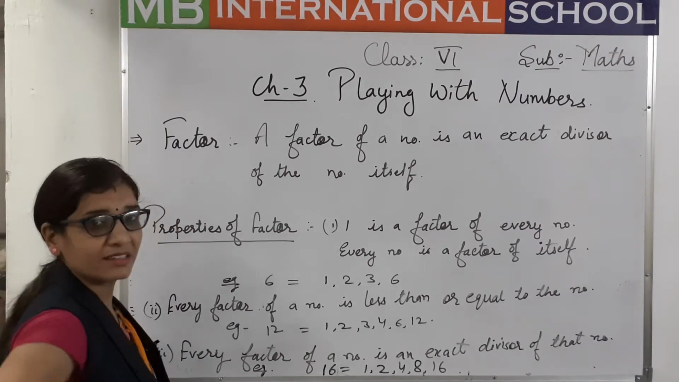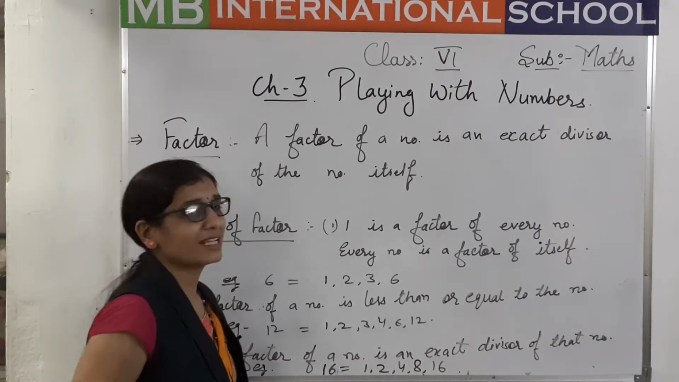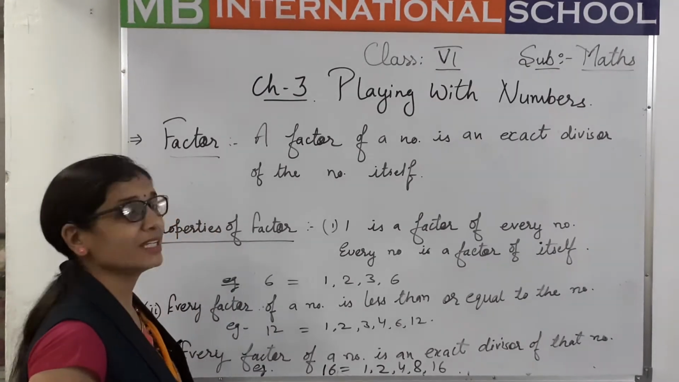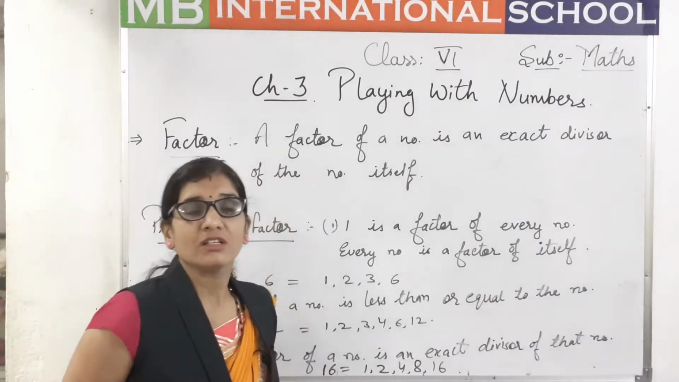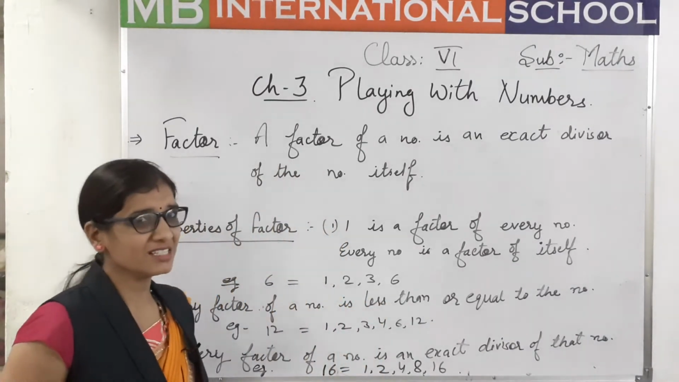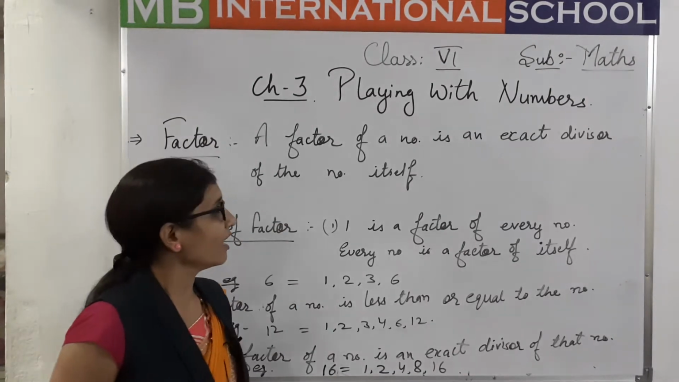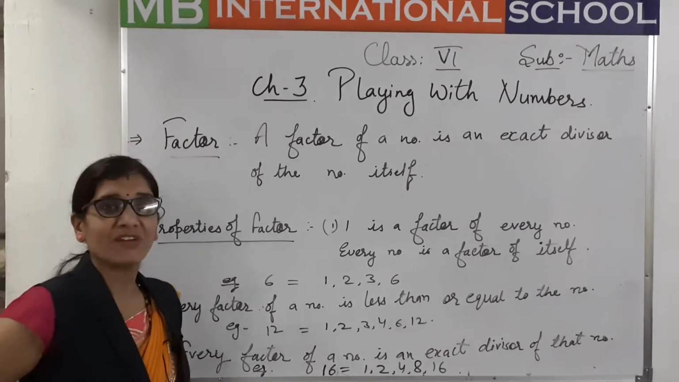First topic is factor. A factor of a number is an exact divisor of the number itself. For example, we have taken the number 3. So 3 multiplied by 1 is 3. So we can say that the number has an exact divisor. Now what do you mean by factor?